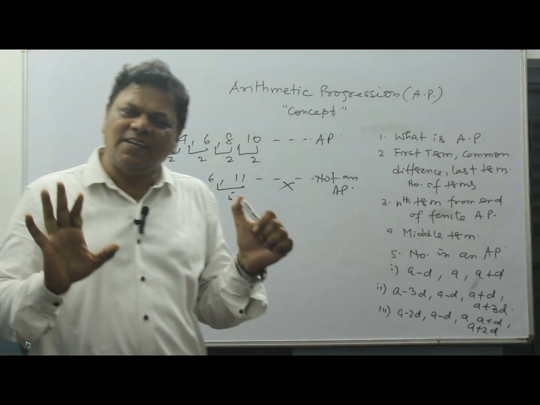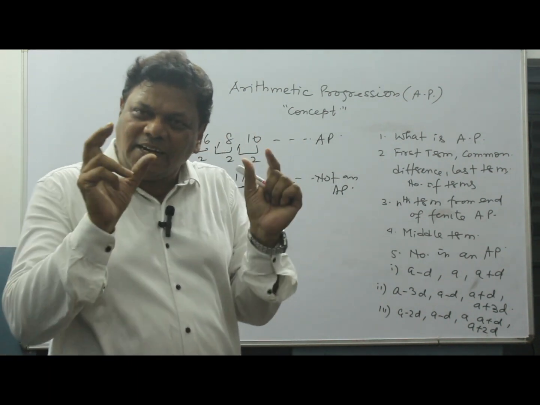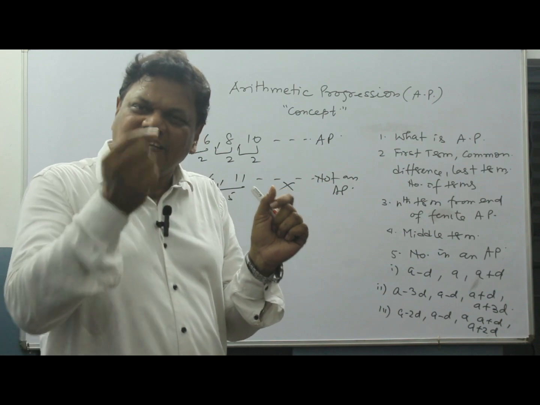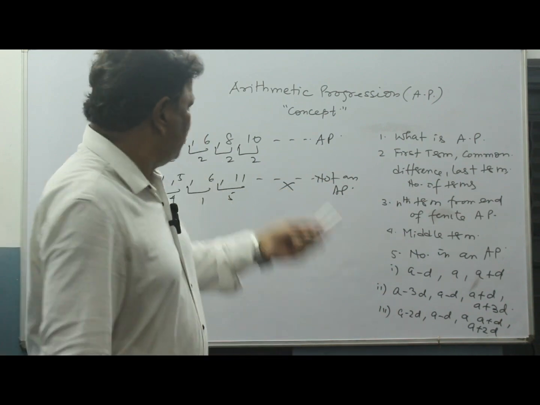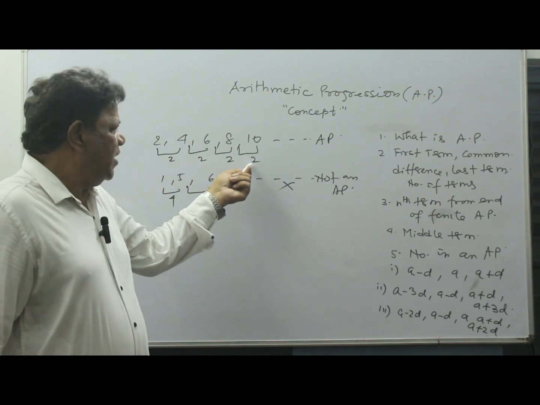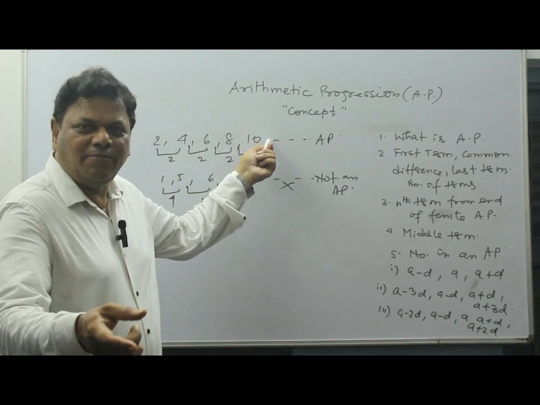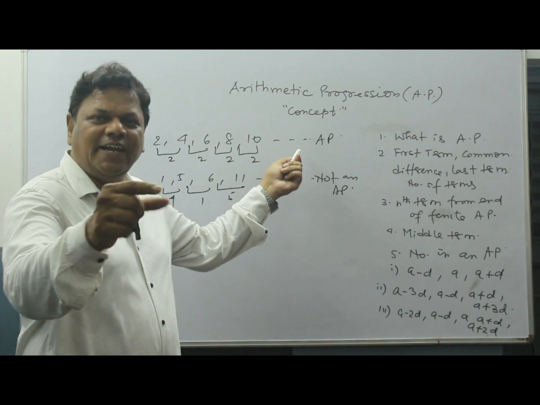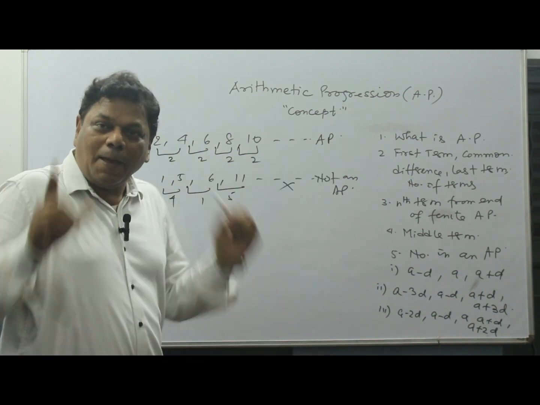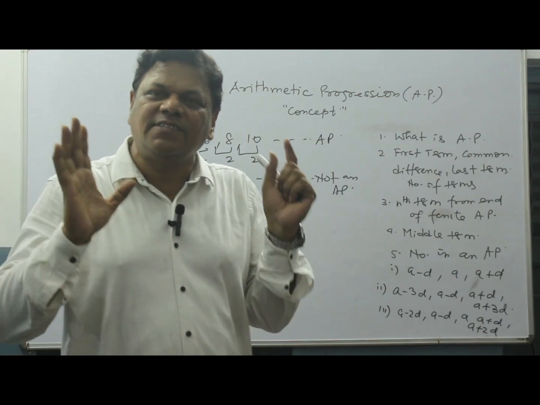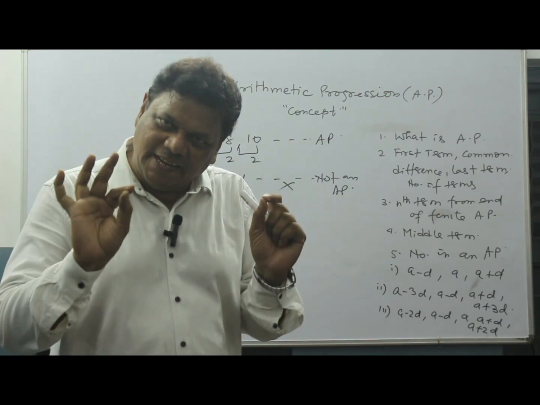I think the basic thing is clear. A constant value should be added to each term to find the next term. What is the constant value? Here 2. Again, 10 add 2, 12 comes. 12 add 2, 14 comes. 14 add 2, 16 comes. Like this I will go. So AP series means the common difference is the same. This is clear, I think.